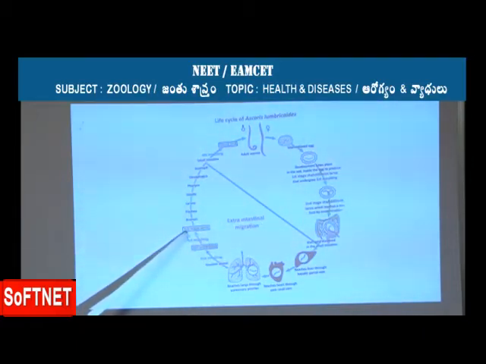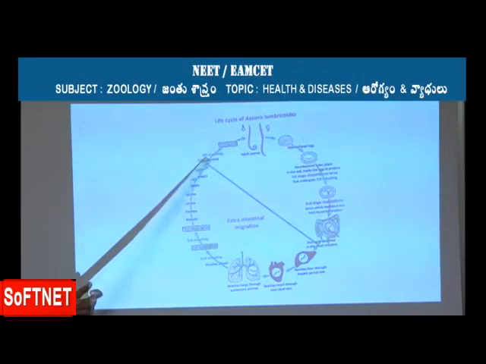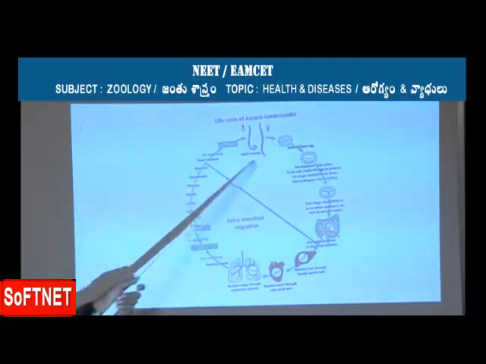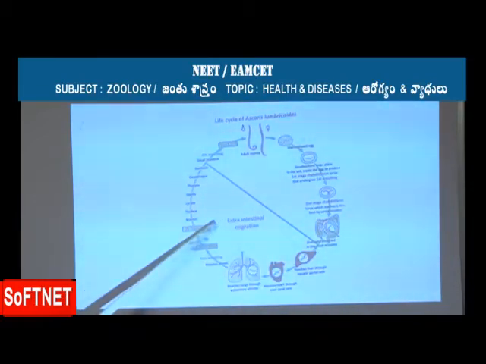Now this fourth stage larva starts migrating from the alveoli to the bronchi, from the bronchi to the trachea, from the trachea to the larynx, from the larynx to the glottis, and then to the pharynx, which is a common place for the respiratory and digestive tracts. From the pharynx it travels downwards to the esophagus, stomach, and comes to the small intestine again. Whatever migration the parasite shows other than in the small intestine, we call extra intestinal migration.